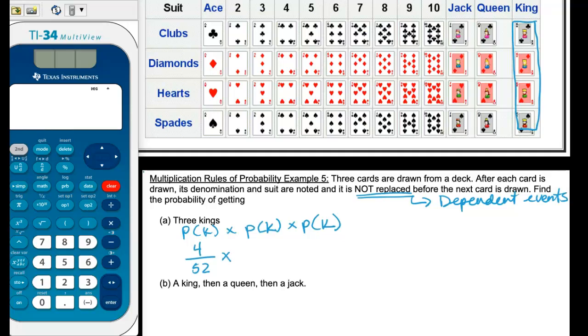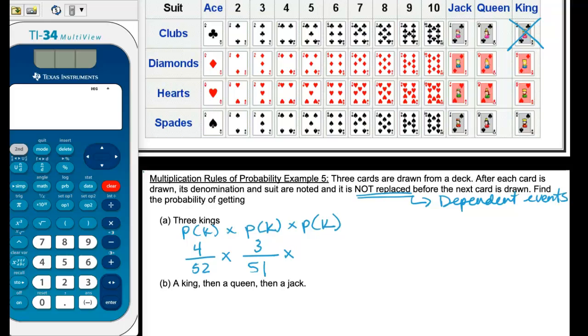Then when I pick my second card, I am going to assume that I picked a king the first time. I'm going to cross that off. So now how many cards do I have? I only have 51. How many kings do I have? I have 1, 2, 3 kings. So there's a 3 out of 51 chance that I pick a king the second time.